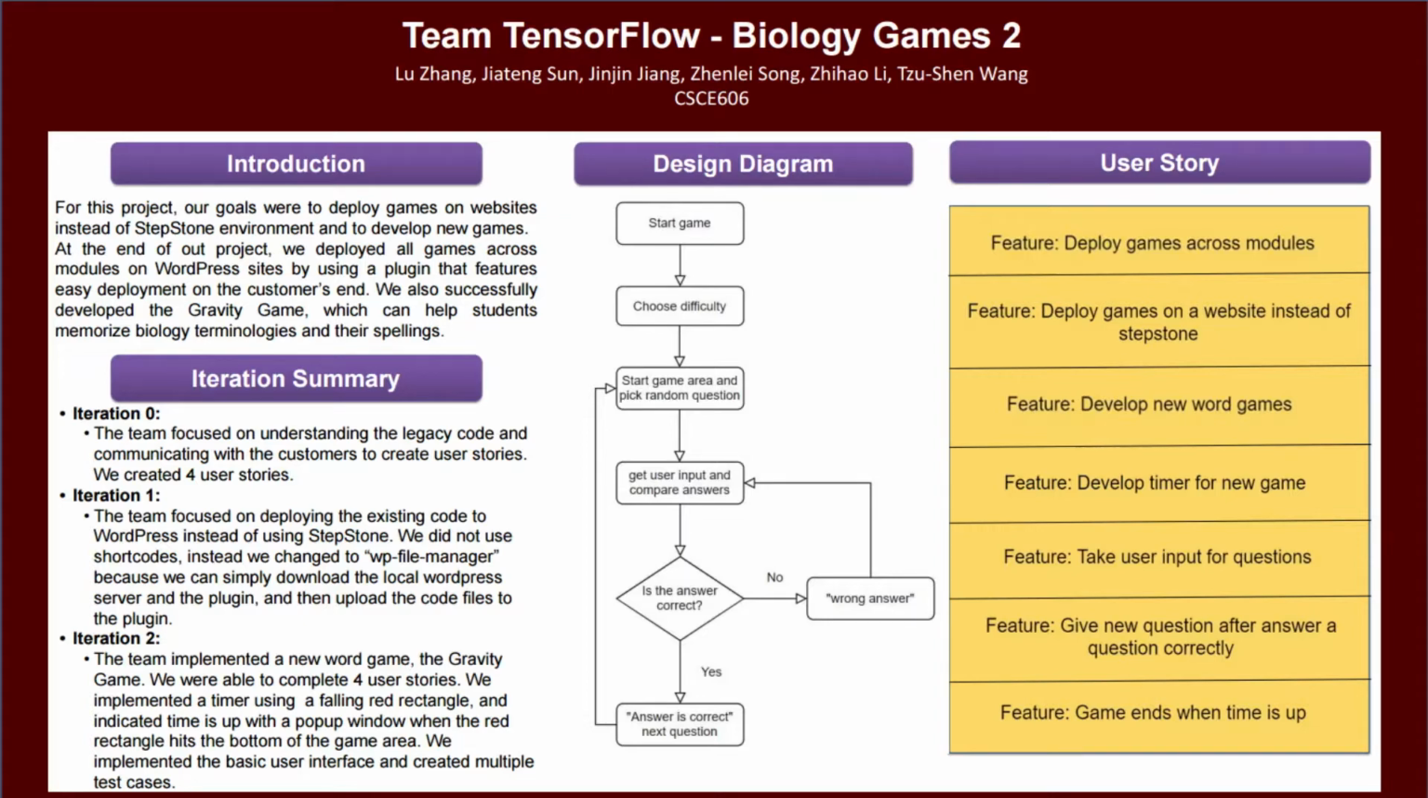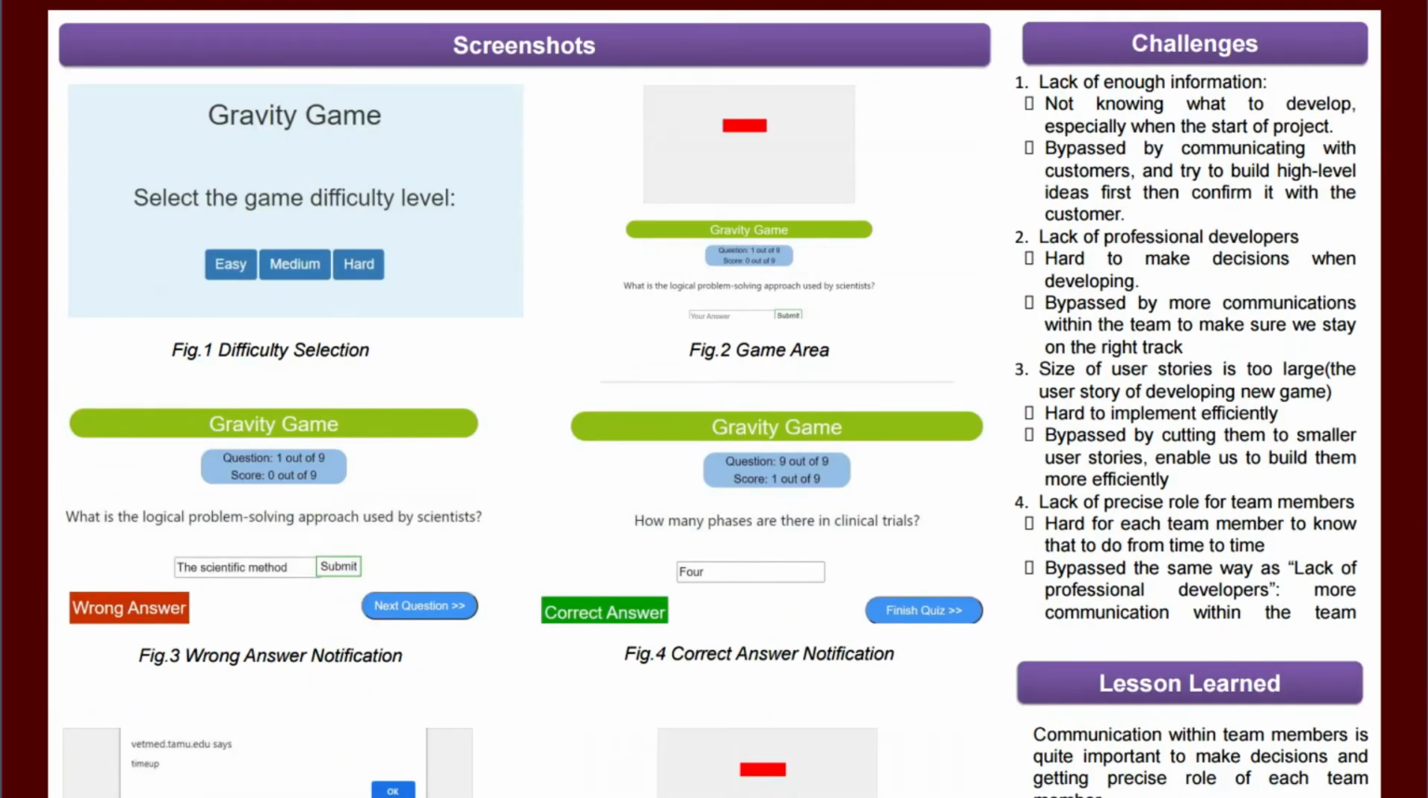Now, for our final section, which is the challenges and lessons learned. We have faced challenges like lack of information, lack of experienced developers to make the project decisions, and a hard time figuring out precise roles of team members except the Scrum Master and project owner, because we rotate them so that everyone will be Scrum Master and project owner at least once. We bypassed those issues by communicating more with the customers and within the team.